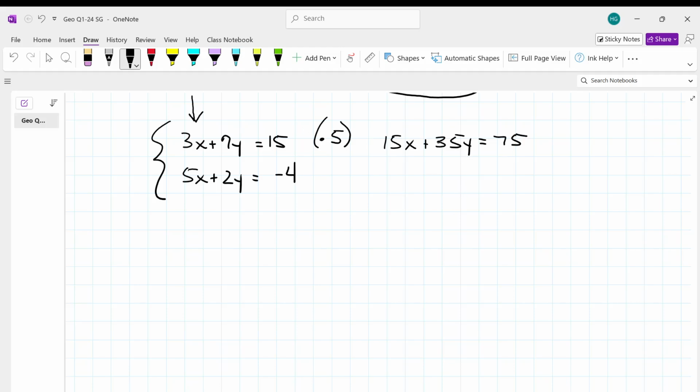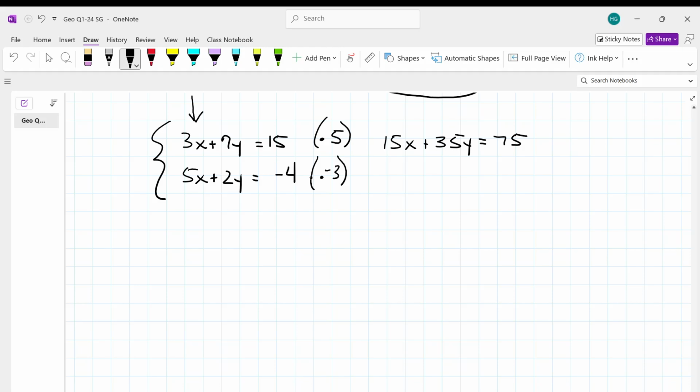These equations are equivalent to each other. All I did was multiply everything in the equation on the left by 5, and it gives me the equation on the right. Now, since I decided to eliminate the x's, and I've got a 15 in front of this x, I want to get a negative 15 in front of the other x. So now I'm going to multiply the bottom equation by negative 3.